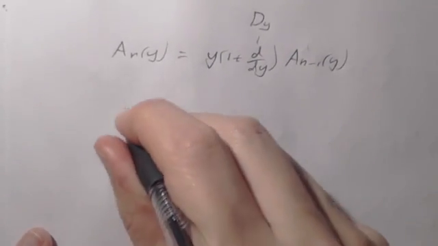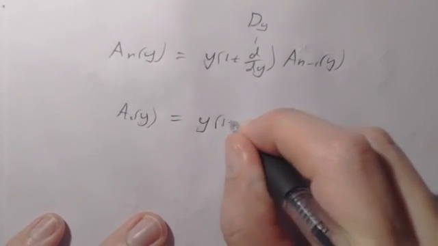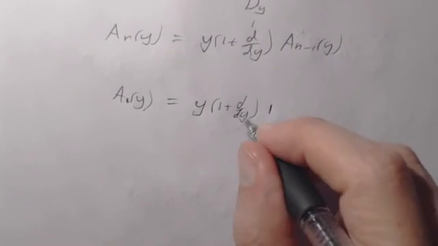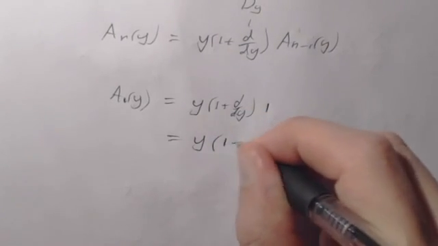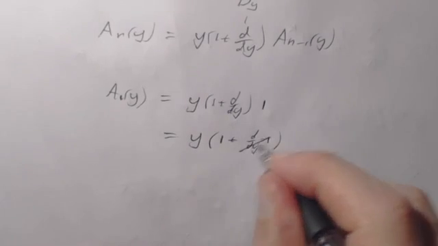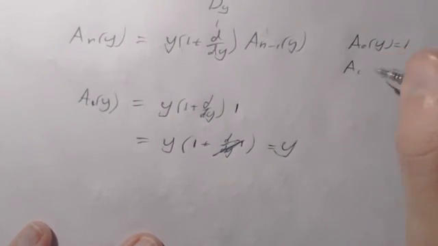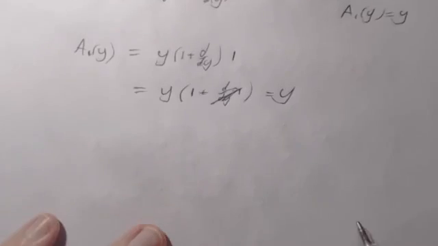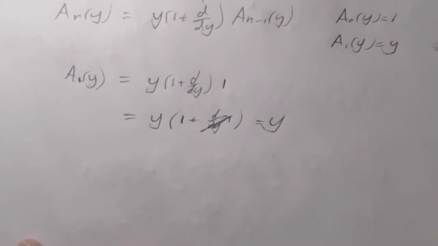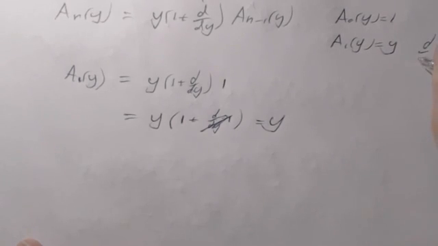So a 1 of y is equal to y times 1 plus d by dy applied to 1, which is a0, and so it's equal to y times 1 plus d by dy of 1, which is just 0. That's y. First one's y. So you get a0 of y equals 1, a1 of y equals y. So just for future reference, d by dy of a1 of y is equal to 1.